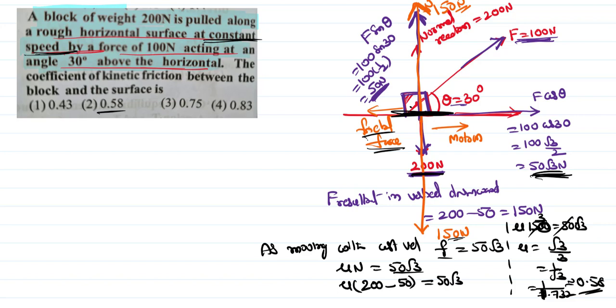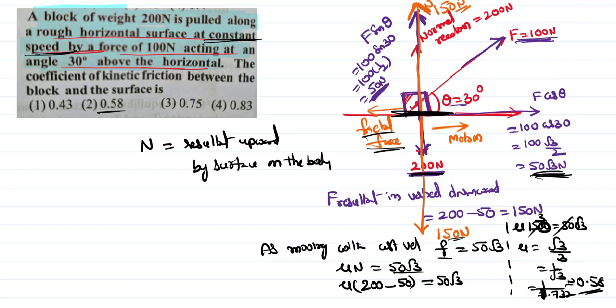So while solving the problem, we have taken one important point into consideration. Normal reaction is the resultant upward force by the surface on the body. So first of all, we have to find out the resultant force applied by the body on the surface in the downward direction. The opposite will automatically become the normal reaction. Normal, that is perpendicular to the surface of contact. That's how we have to solve the problem.